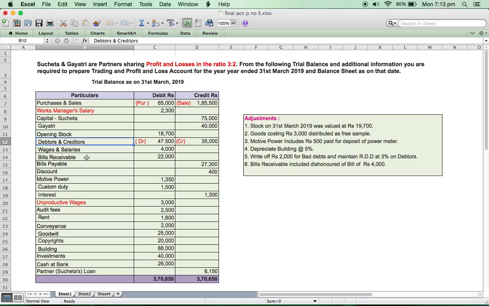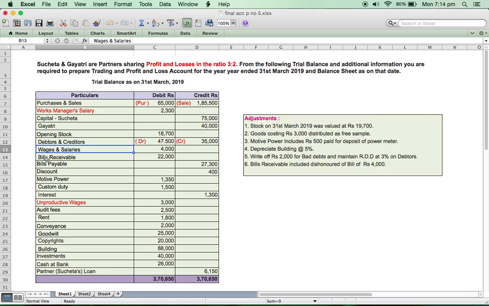Debtors and creditors again given together. So the debit amount is debtors, credit amount is creditors. Debtors would be posted to balance sheet asset side, and creditors would be posted to balance sheet liabilities. Wages and salaries. When wages and salaries are reported together, we are going to focus on the first word here.